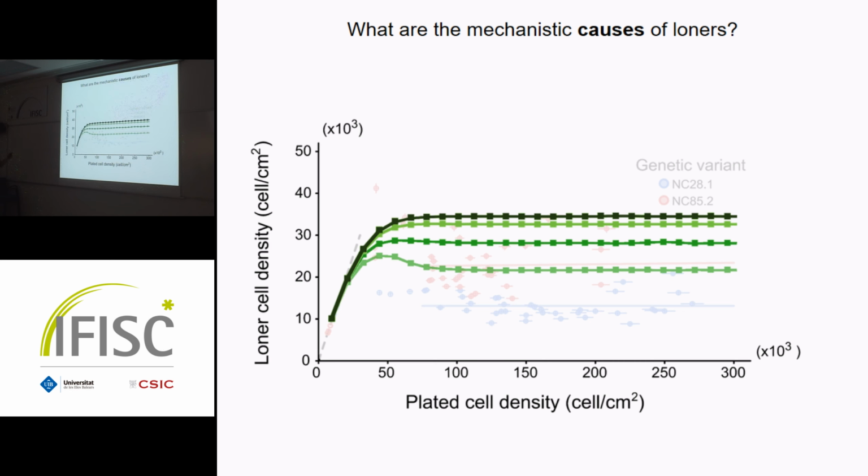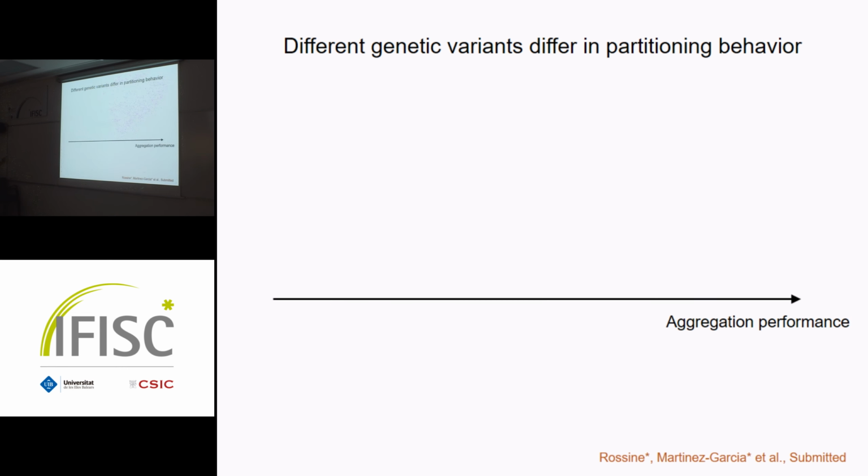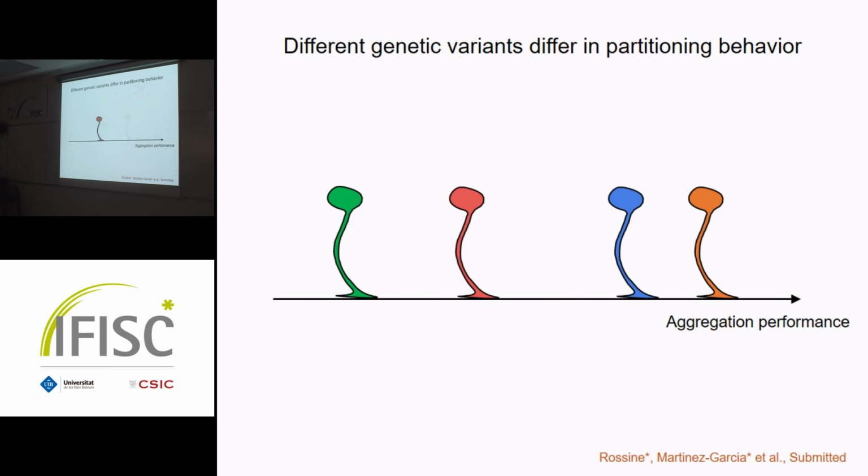So basically, what this model and these experiments are telling us is that we can classify different genetic variants depending on their aggregation performance. So for instance, we may have some, let's say, green strain that aggregates very badly, then we have an orange one that is the best one that leaves fewer loners, and we can rank these different genetic variants depending on how much they invest in one population versus the other.